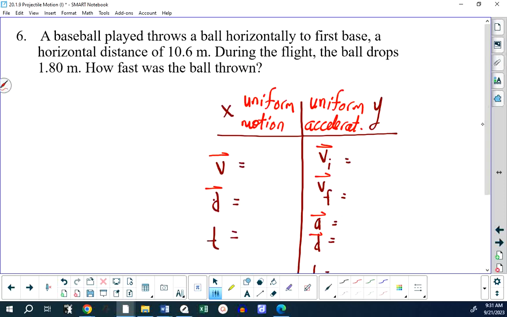So when we'd solve this problem, your setup would be to say, I'm going to throw a ball a horizontal distance from one place to first base, and the horizontal distance is 10.6 meters. So we can put this 10.6 meters here. During the flight, the ball drops 1.8 meters.